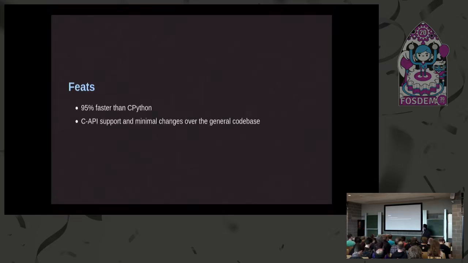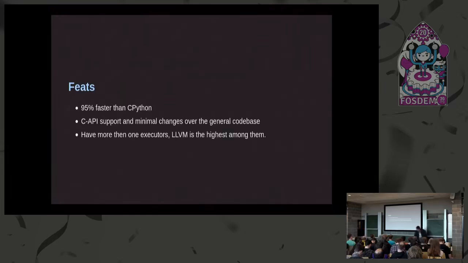They have C API support because of the CPython runtime, and in a big code base, you can run Pyston with little changes over the general code base. They have more than 3 executors. LLVM is the highest level, and there's BJIT, and there's the AST interpreter.